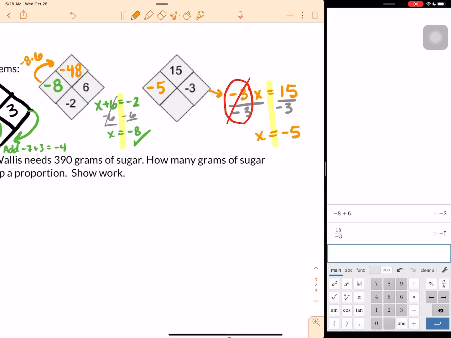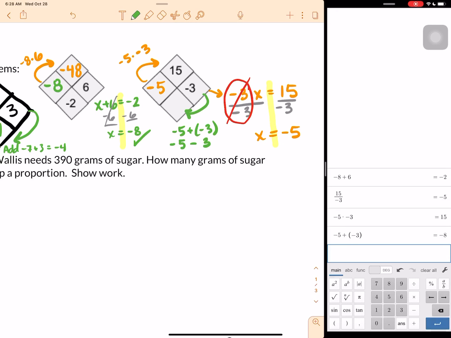And then you can double check again. -5 times -3 is indeed 15. So to go up here, you need to make sure that this multiplication is true. And it is. So -5 times -3 is positive 15. And now to get down below, we have to add. So -5 plus -3, that's the same thing as saying negative 5 minus 3. And if you didn't catch that, you could always write negative 5 plus parentheses negative 3, and you'll still get negative 8. Negative 5 minus 3 is negative 8. Okay? So that would be the completed diamond for that problem.